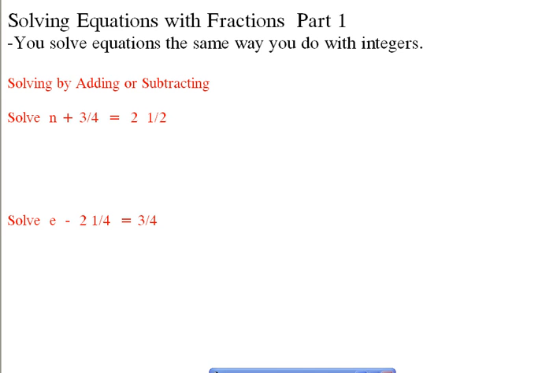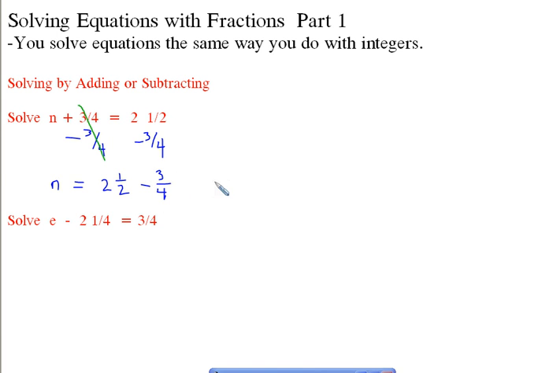All we're going to do is exactly the same thing that we're used to doing, which is we just subtract the 3/4 from that side and subtract the 3/4 from that side. Now it might help to just rewrite this problem a little bit differently, but we know now that this is going to cancel out these two here. So we're just going to be left with n is equal to 2 1/2 minus 3/4.